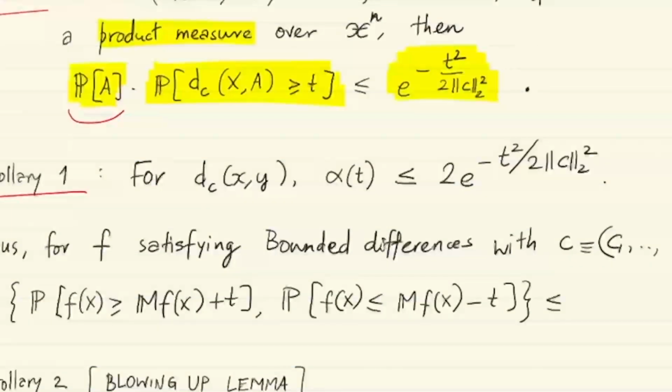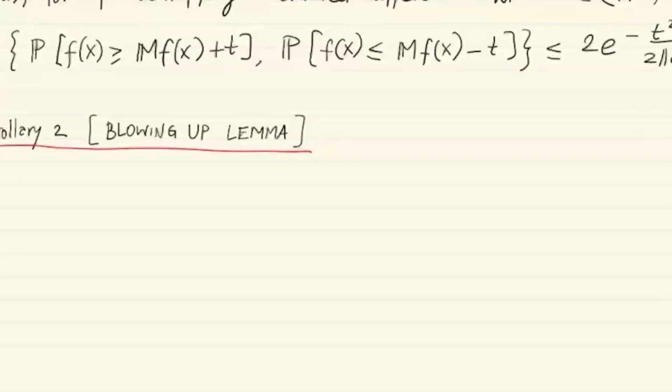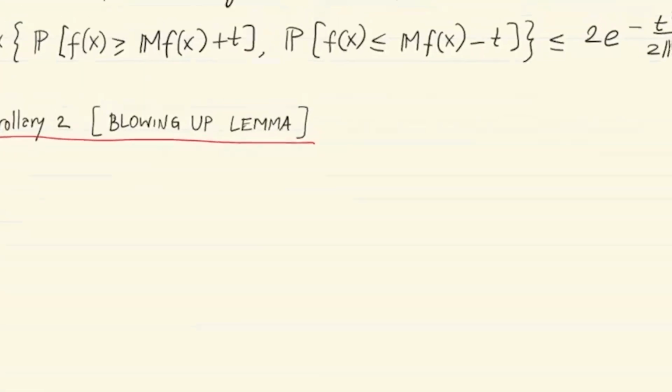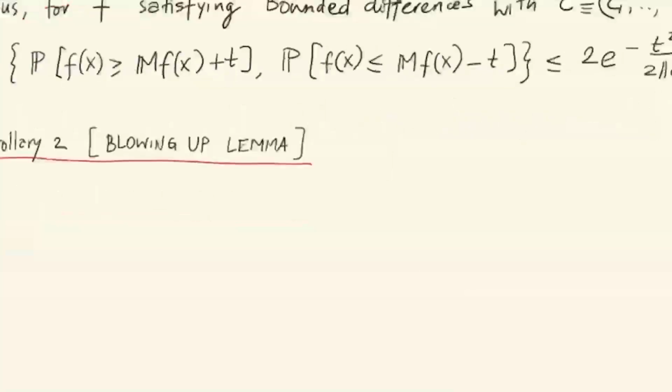These probabilities are both upper bounded by twice e to the minus t square by 2 times the sum of the squares of the ci's. So this is the first corollary. The second corollary is something familiar to people in information theory, which applies this theorem to a special weighted Hamming distance, which is the classical Hamming distance.